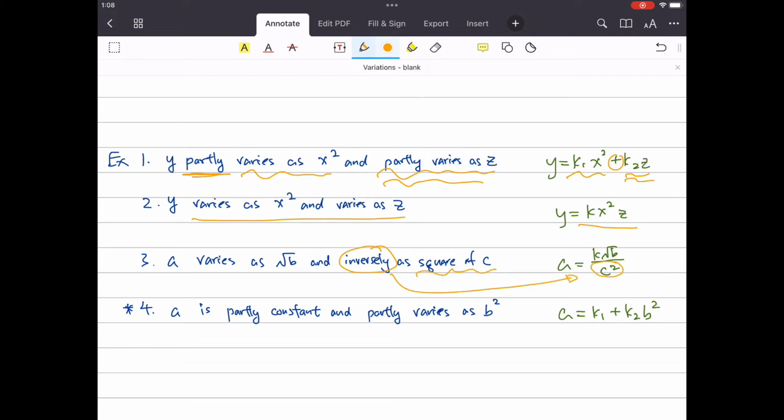And for the fourth one, it is a bit special. You see the word partly constant, therefore there is no variable. We simply put the variation constant k1 there. And then for the second part, as usual, you put b squared next to the constant k2.